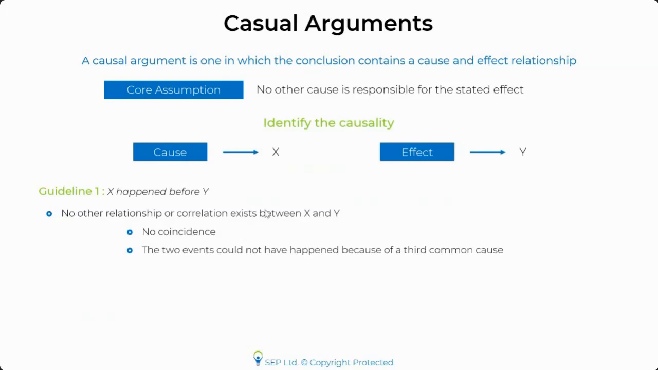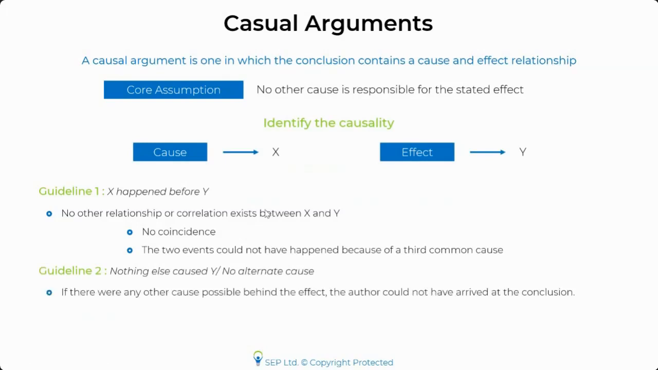Okay. Guideline two, no alternate cause. That is, nothing else caused the effect. If there were any other cause possible, the author cannot conclude that X is the cause of Y. And finally, no reverse causality. That is, Y did not cause X. So if any of these three you're able to bring up, that is the assumption behind the causal argument.